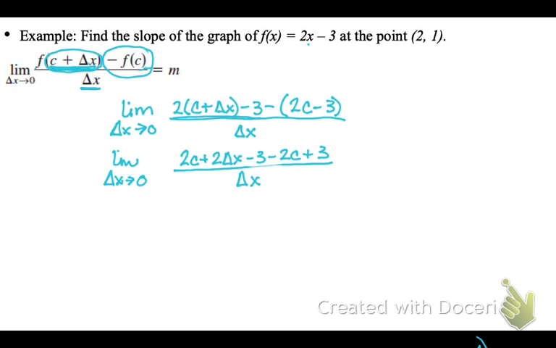Okay, so did you all get 2c plus 2 change of x minus 3 minus 2c plus 3? Kinda. The first chunk, but then after the 3, it goes downhill fast. Okay, you got to distribute that negative. Now get rid of the 2c. The 2c zero out. Combine the 3's to zero them out. They zero out. So we have the limit, not divided by, of 2 change of x over change of x.